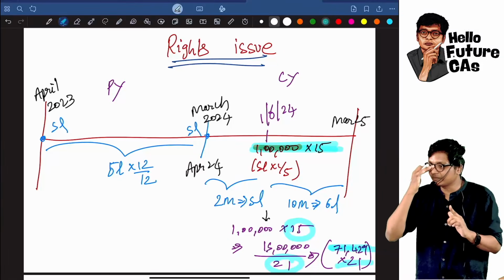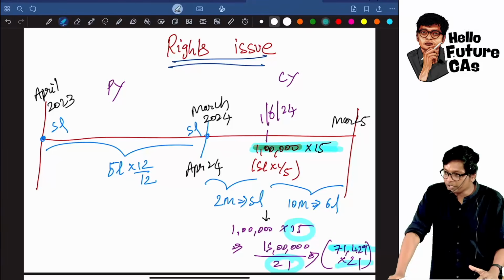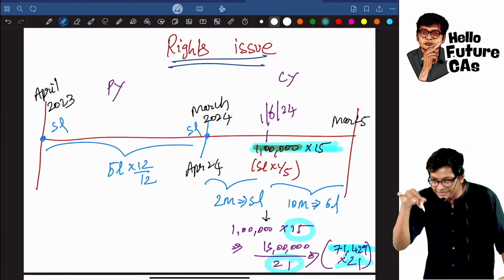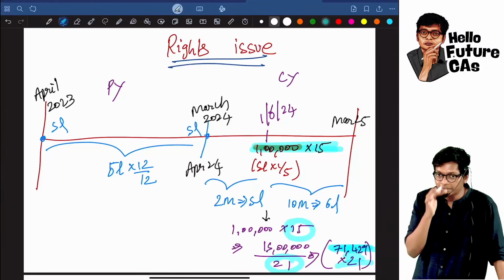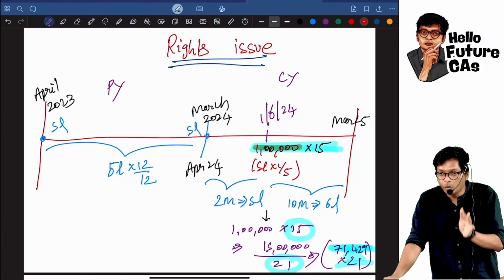In the previous sum we saw a case where shares are issued at full value. If they are issued at full value, there is no adjustment. Here I gave a discount. Now do you understand there is some discount given? 71,000 shares is what I should have given. I gave some discount. That discount is what I call the bonus element.